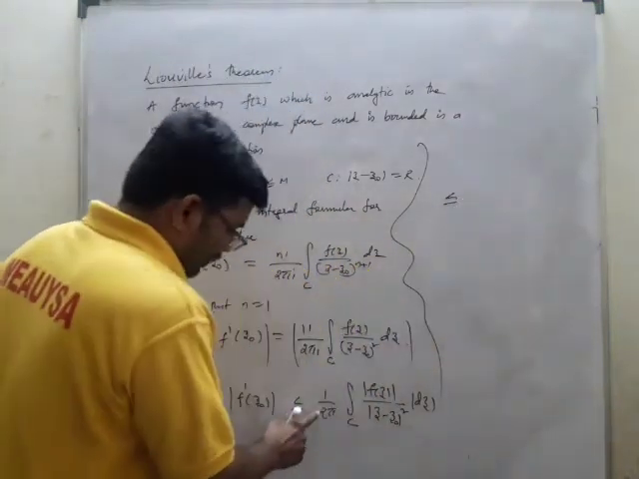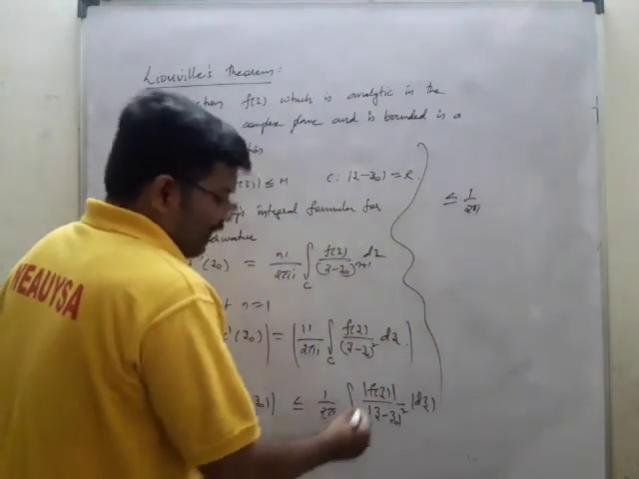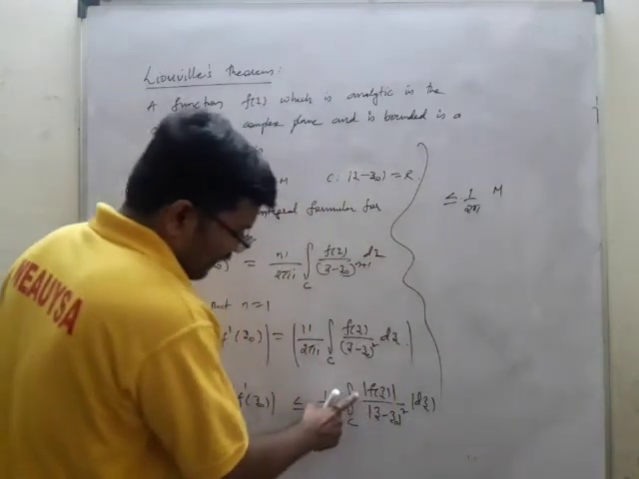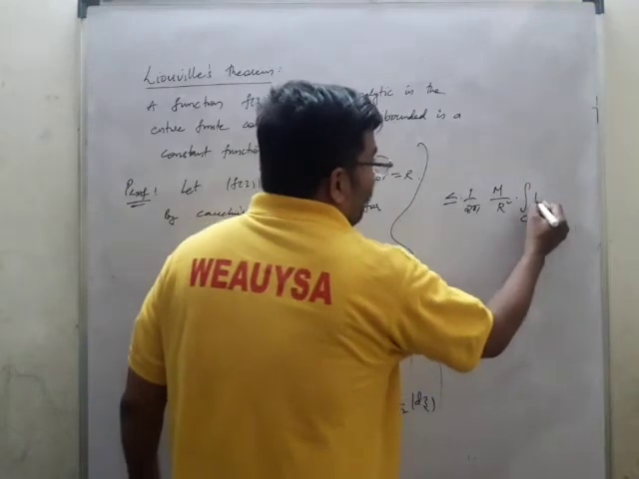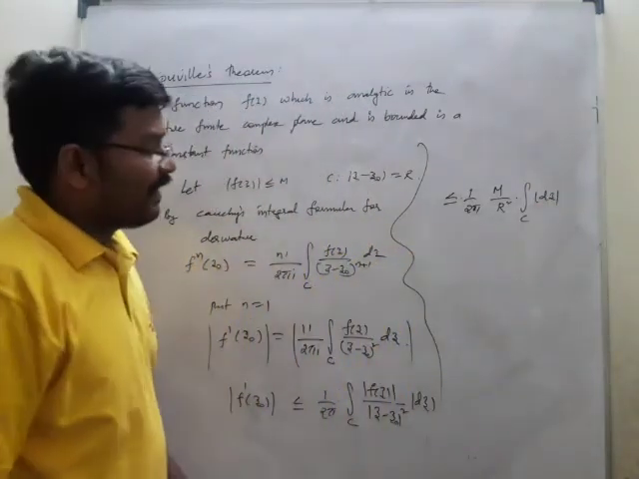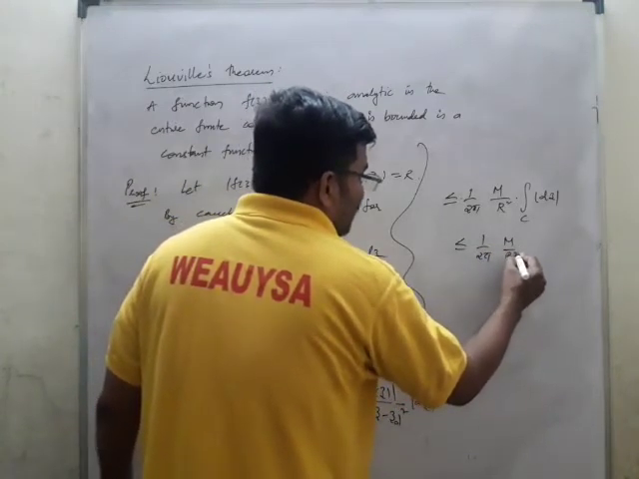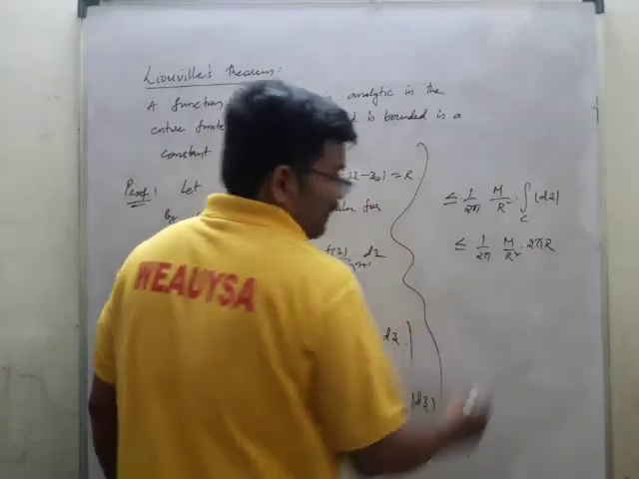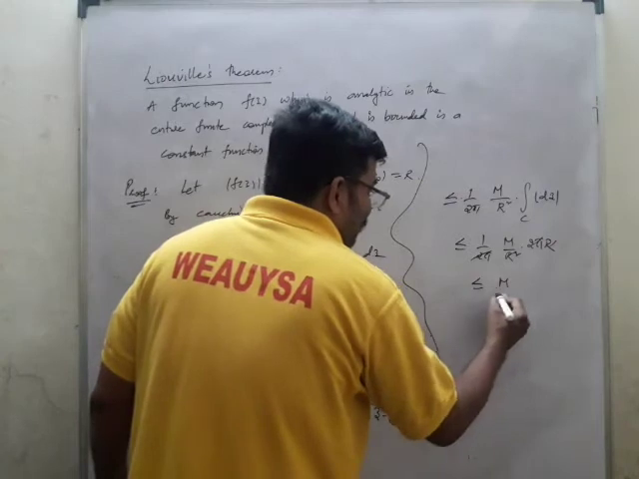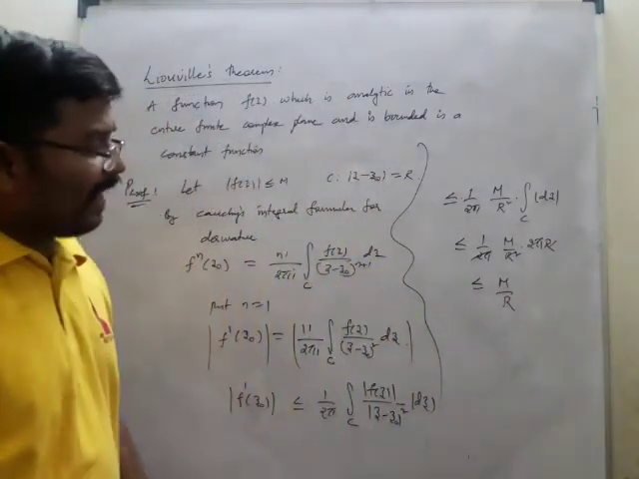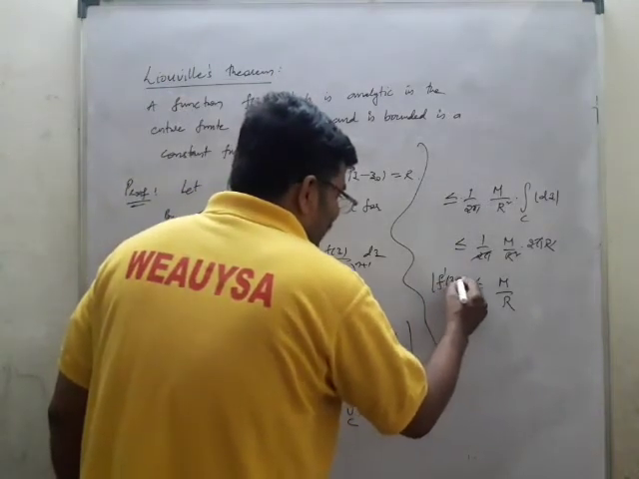So this is less than or equal to 1/(2π), and I may write M outside, with r² and the integral over C of |dz|. Now this is the value which I got. This is less than or equal to 1/(2π) times M/r² times 2πr. 2π gets cancelled, r gets cancelled, we get M/r. So |f′(z₀)| is less than or equal to M/r.